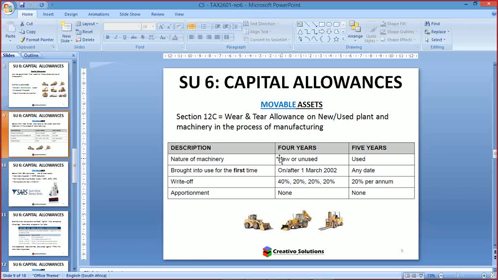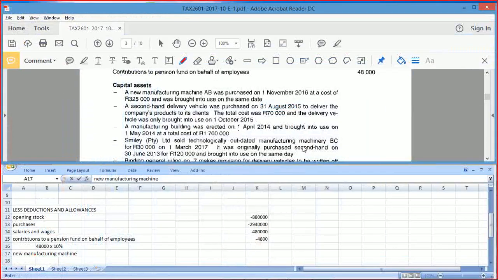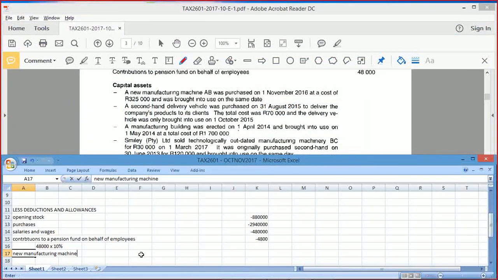Okay, they said here, new or unused. No, yes, apportionment, sir. So I would literally take how much percentage, though? Is this the first year, second year, third year, or fourth year? It's the first year, sir. Yeah, so how much is the write-off? It's 325,000 times... Right? Yes, which is 130. Do you agree? Yes, sir. Okay, so section 12C.